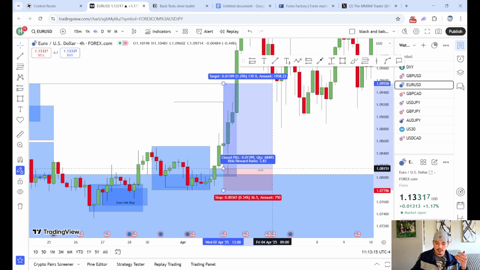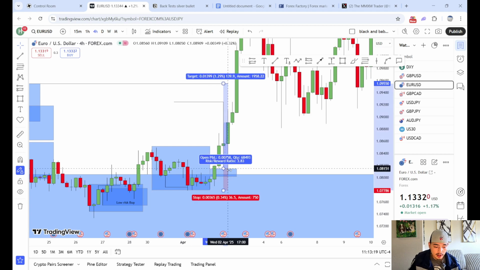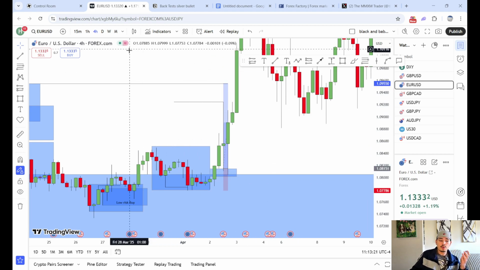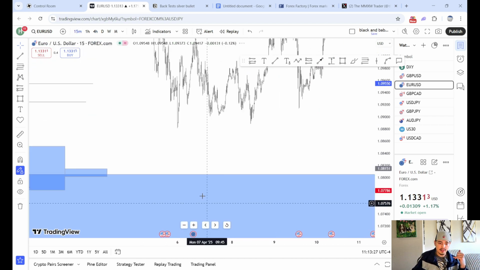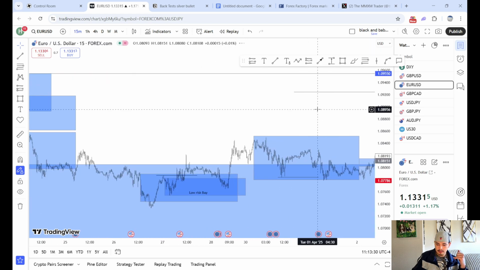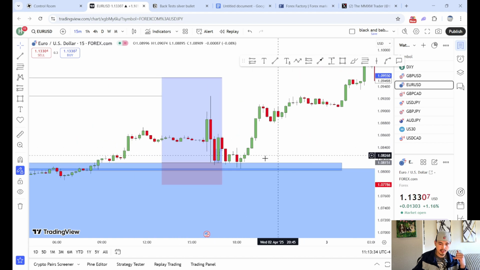Now, how could you turn this into like a silver bullet within a silver bullet, right? Well, like I said, if you go from like a 4 hour to a 15-minute market maker model, let's see what happens in this scenario. If we go back to that area, this is how I would look at it.